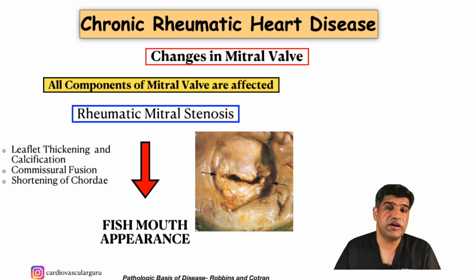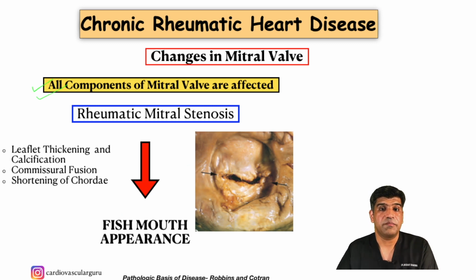Now, what are the changes in the mitral valve in a long-standing rheumatic heart disease case? All the components of the mitral apparatus are affected: we have leaflets, chordae tendineae, commissures, and papillary muscles. All these are involved. What happens? Leaflets become thick and calcified, commissures get fused, and chordae get shortened, and they ultimately give a picture of fish mouth. This is the fish mouth. So a fish mouth appearance is characteristic of mitral stenosis.